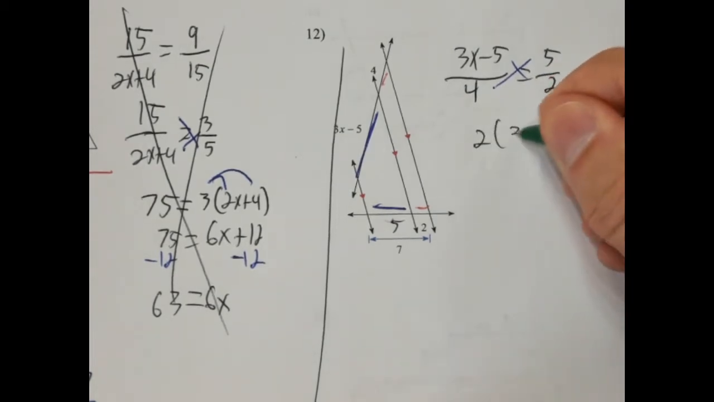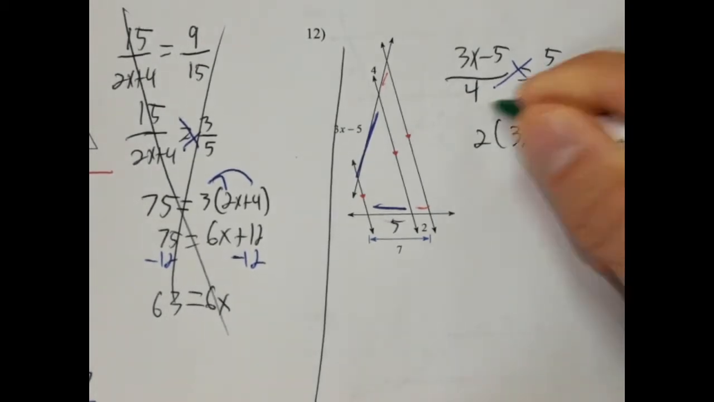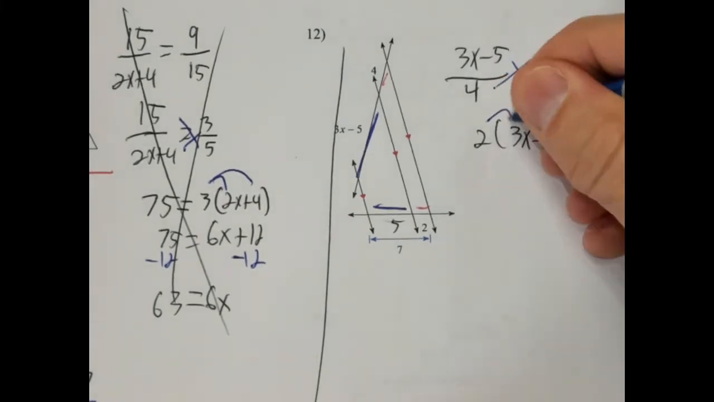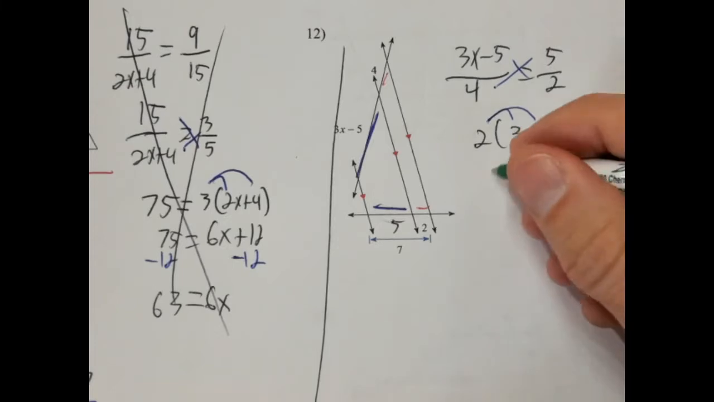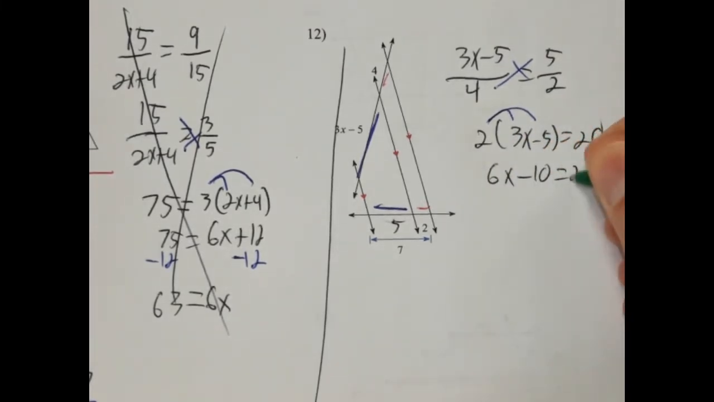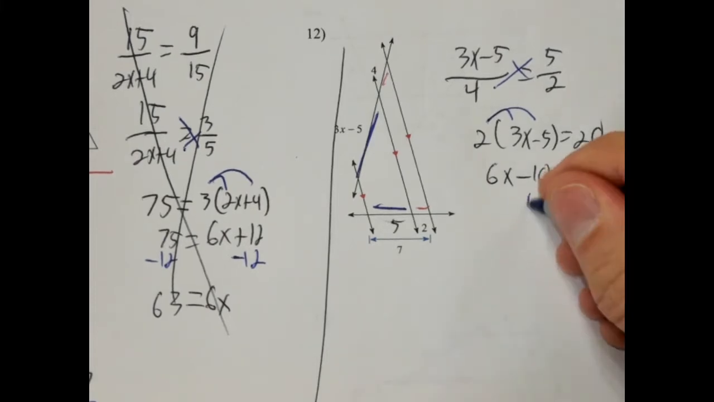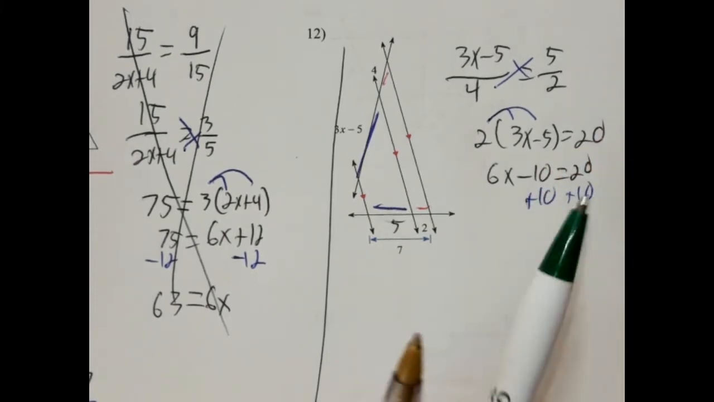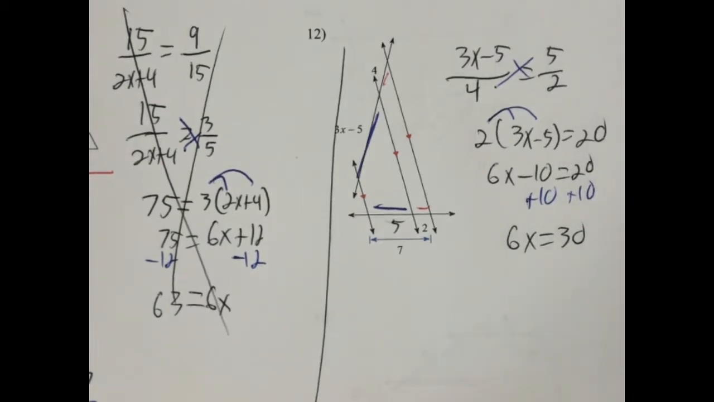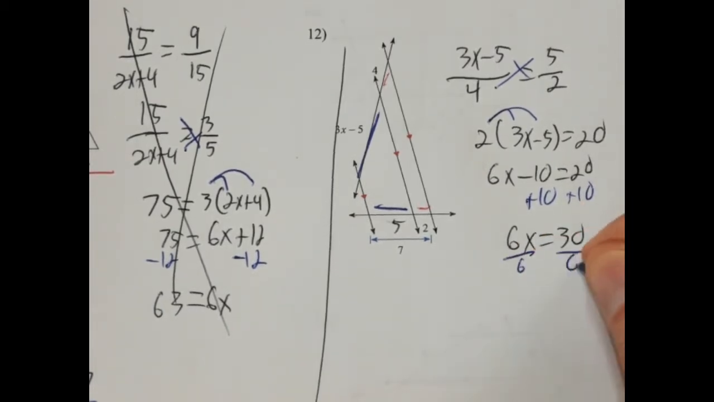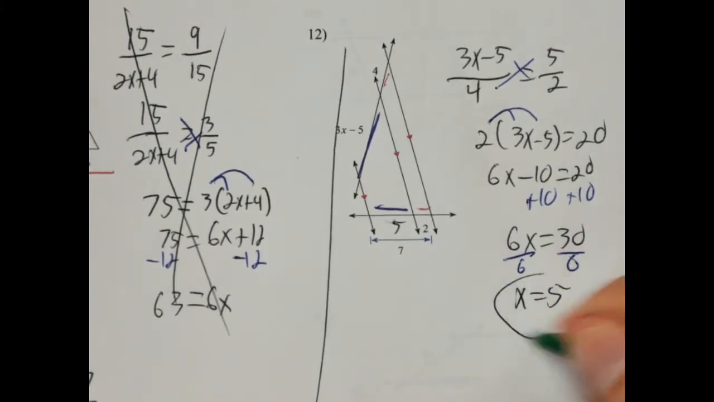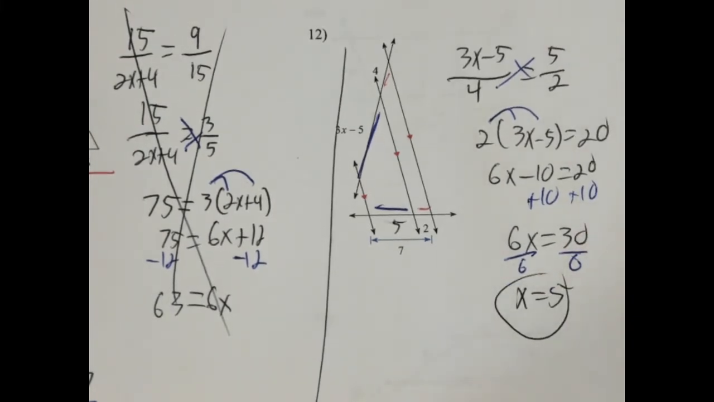So 2 times (3x minus 5) equals 4 times 5, which is 20. Again, you could divide by 2 here instead of distributing it, but I'm just going to distribute it. And then 2 times negative 5 is negative 10, equals 20. Add 10 to both sides. 6x is going to equal 30. And divide by 6. And x should equal 5. Okay.